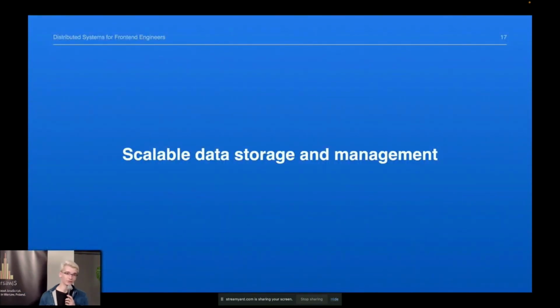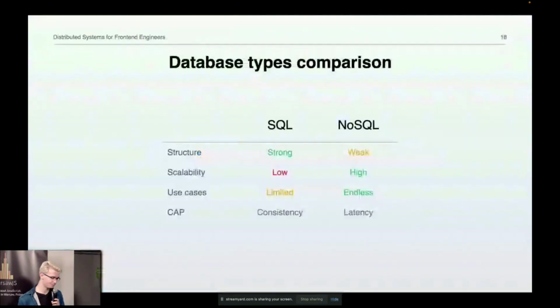Now, taking CAP into account, we should think about how we select our data storage. We have mainly two types on the backend, SQL and NoSQL. Each comes with its own pros and cons. SQL is good when you have relationships. Whenever you have some sort of relationships, it's good to choose. However, it has high consistency but is really bad at latency. So whenever you try to scale out SQL, the problems start.